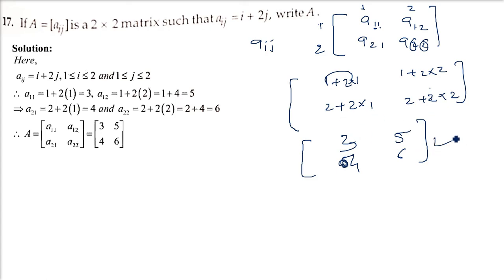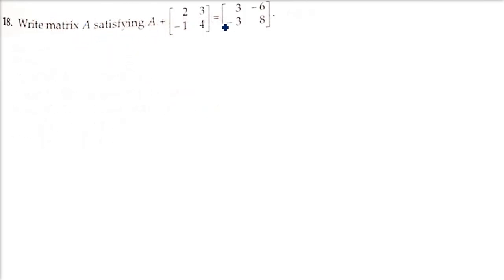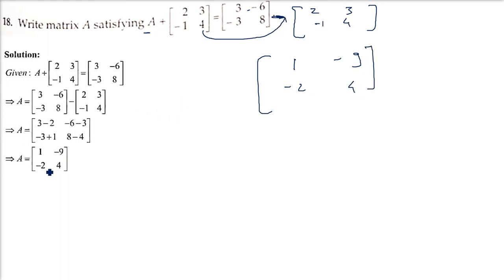There are more questions coming like this. Write a matrix A satisfying A plus this matrix equals this matrix. So just take this 2, 3, 1, minus 1, 4 on the right-hand side and subtract it. I am subtracting it here only. I am writing these two matrices and I will write the answer of the subtraction just now. 3 minus 2 is 1, 6 minus 3 is 9, minus 3 minus 1 is minus 4, 1 minus 3 is negative 2, because minus 3 plus 1 is negative 2, 8 minus 4 is 4. This is your final result. Directly we have done it; you have to do it like this.